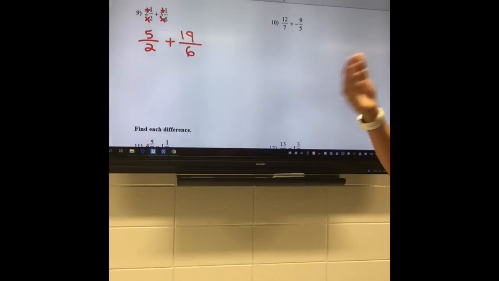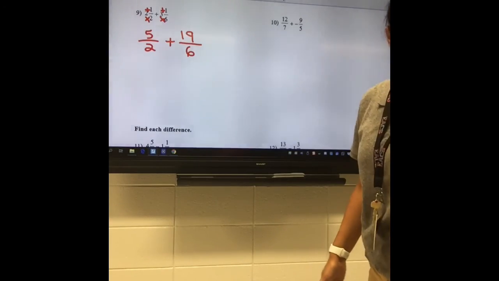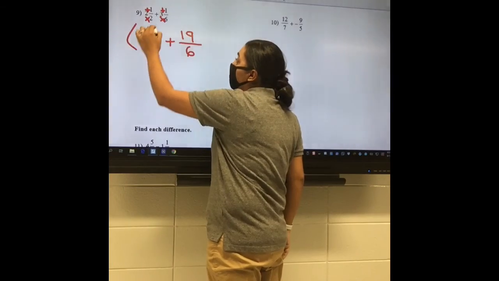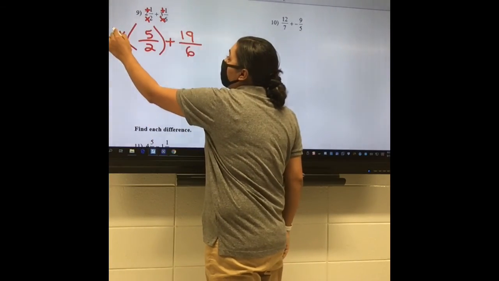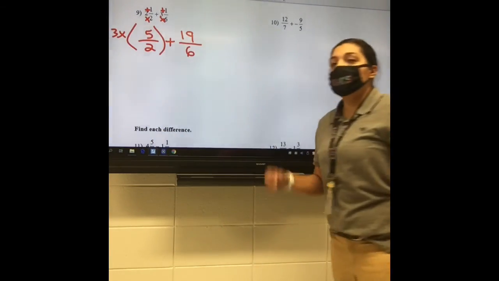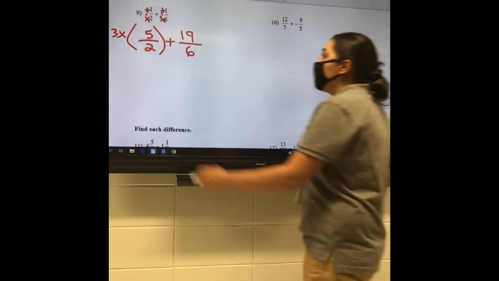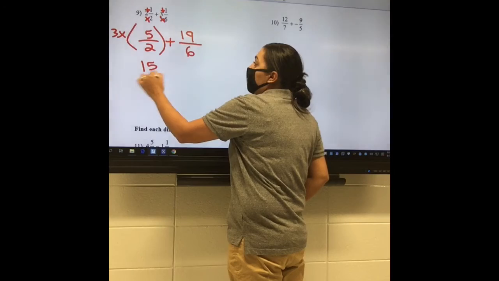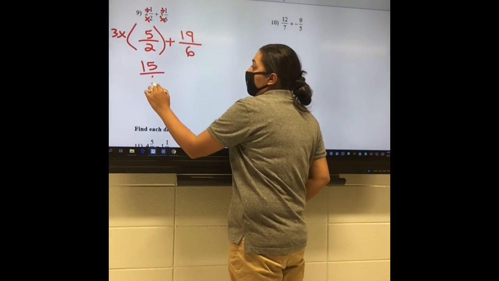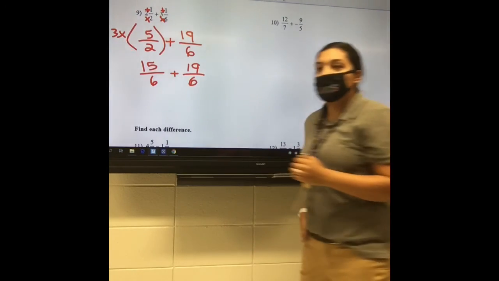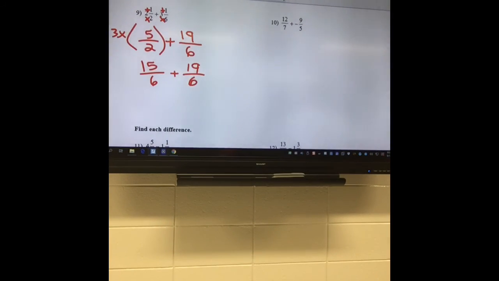It does not matter. I'm going to do 3 because then I only have to multiply one of them. So if I multiply this whole one times 3, you have to do it to the top and bottom. So 3 times 5 is going to be 15. 3 times 2 is going to be 6. The second one we're leaving alone. Now, do they have the same bottom? Yes. Perfect, so we're ready to move on. Now you can add or subtract the tops.